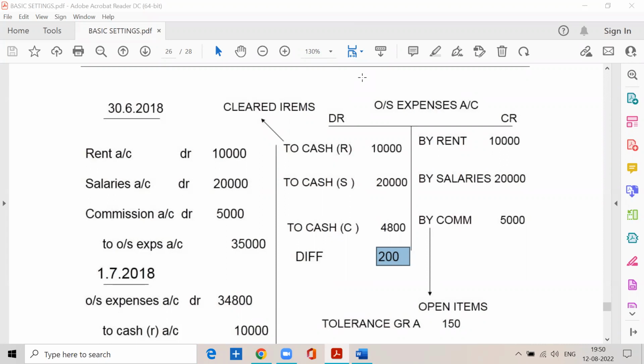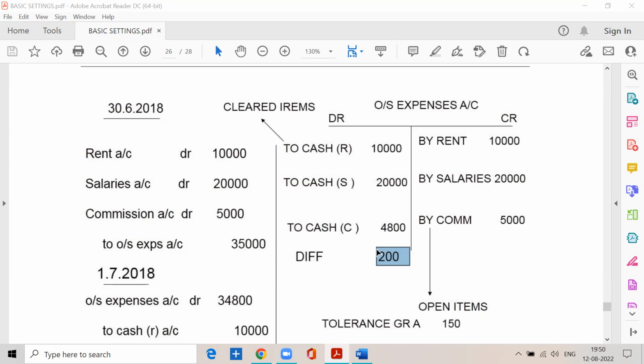Sometimes if we receive discount from. Hi, Lakshman, can you repeat the question? See, there is a difference of 200 rupees in this outstanding expense account. Now, we are preparing the P&L account and balance sheet on 30th September. In this case, whether this difference of 200 rupees is to be transferred to balance sheet or P&L account. Normally, it should be transferred to balance sheet as liability. It's a P&L account, sir.